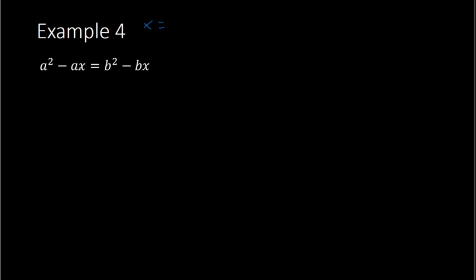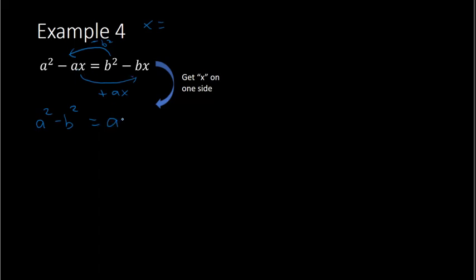All right, so to solve for x, we want x on the same side. So to get x on the same side, I can bring the b squared over this direction. So I can do that by subtracting b squared. And then I can bring this negative ax over this direction by adding ax. So if I do that, I'm going to get a squared and then minus b squared on the left side. And then when I move the ax over here, I now have a positive ax and then minus the bx. So I've rearranged this so that x is now on the same side.